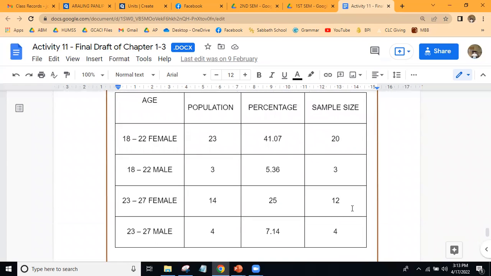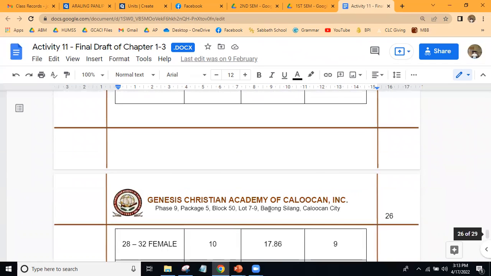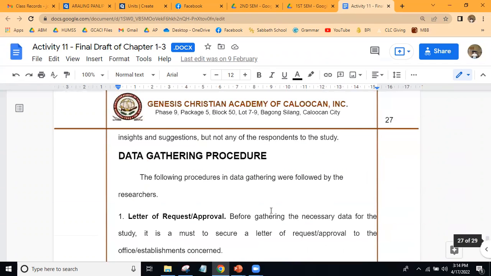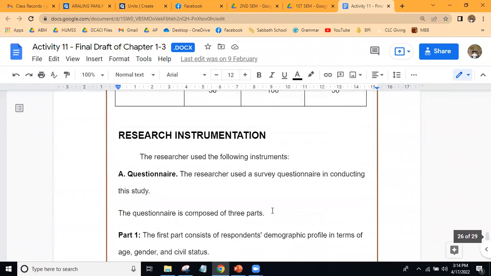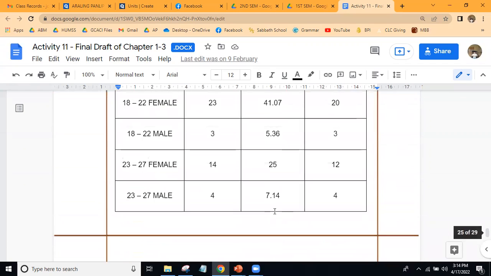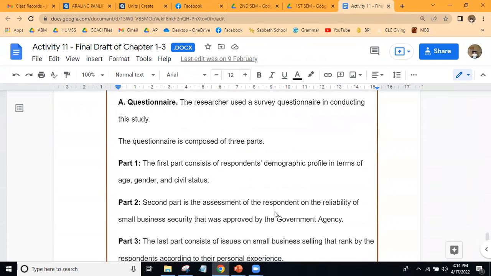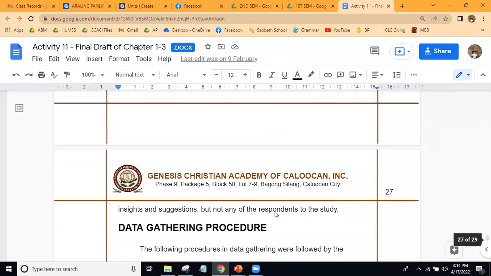Paano natin na-compute yung sample size? Sample size based on the population. Now, ang ginamit natin dyan, hindi nila pinakita, no? Slovin formula. Slovin formula ang ginamit natin dyan. Hindi na pala nila pinakita rito. You can search it sa YouTube, the Slovin formula.